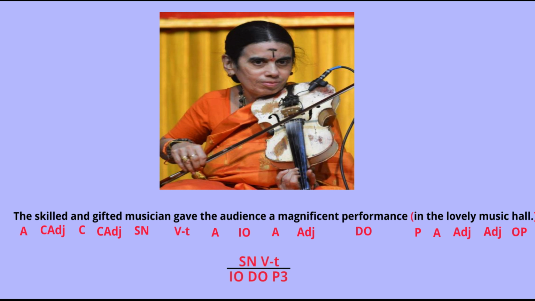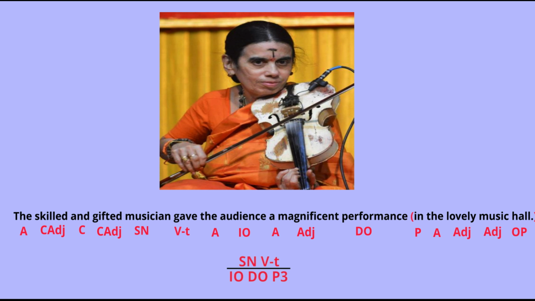And what kind of musician? Skilled and gifted. Again, you have two adjectives describing the musician and they're connected by a conjunction called and. So, skilled and gifted will be the compound adjectives. And is the conjunction that is connecting those two adjectives. So, musician, what is being told about the musician? Gave. Gave is the verb. To find the direct object, we need to ask the question, gave what? Performance. So, performance is the direct object and obviously gave will become the verb transitive, right?